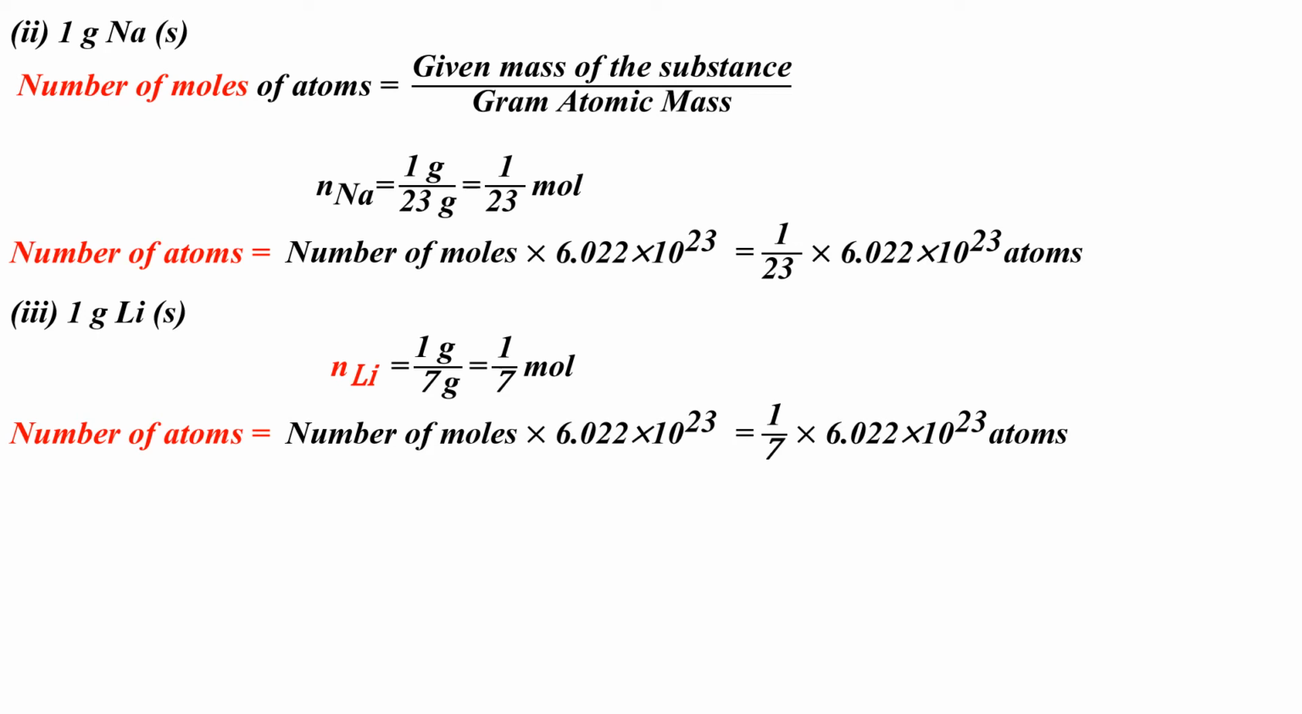Now, the corresponding number of atoms is given by the formula number of moles into 6.022 into 10 power 23. That gives you an answer of 1 divided by 7 into 6.022 into 10 power 23 atoms.